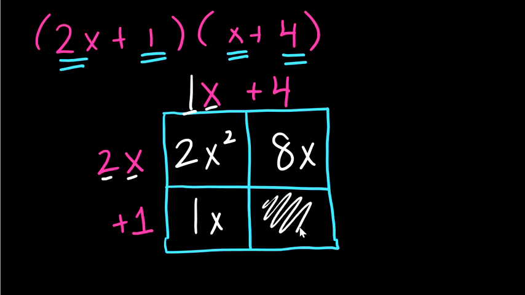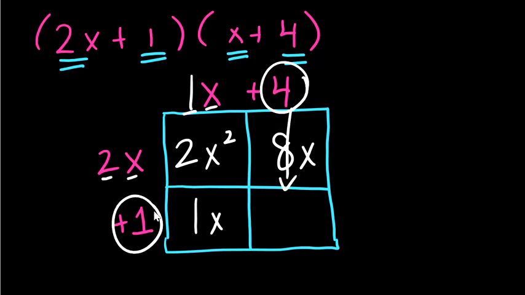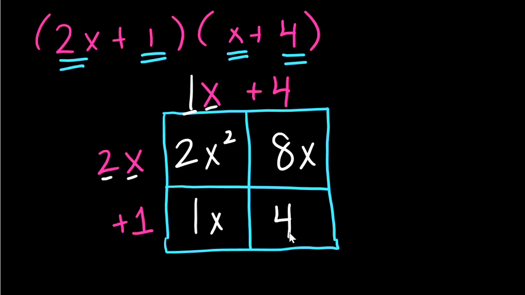And our last box here is going to be created by multiplying 4 times 1. And of course, 4 times 1 is just 4, so we can write a 4 in this box. All right, now we're going to go ahead and write our expression out. We're going to write one term at a time.